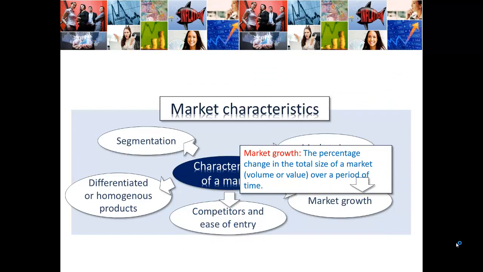Market growth. This is a percentage change in the total size of a market. Again, volume, number of units, or value, the revenues, over a period of time.